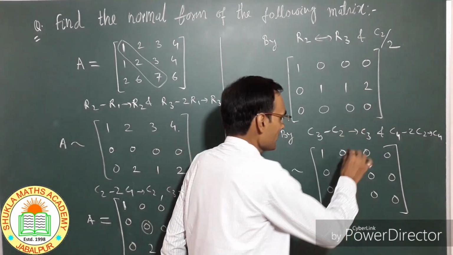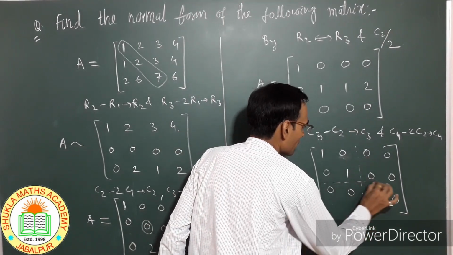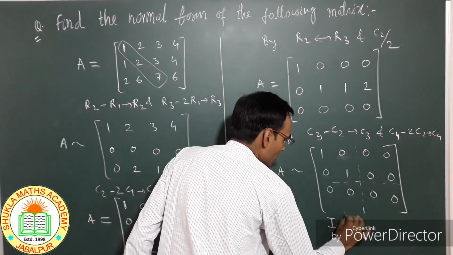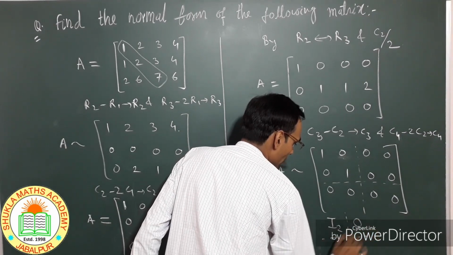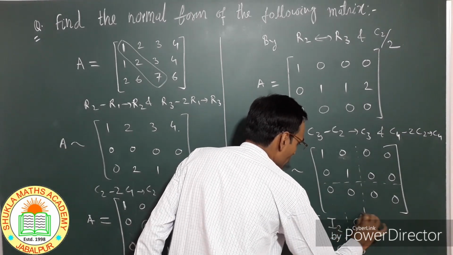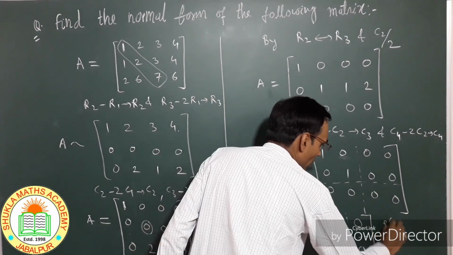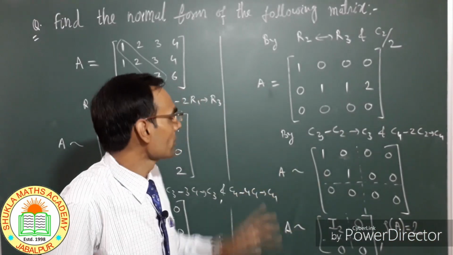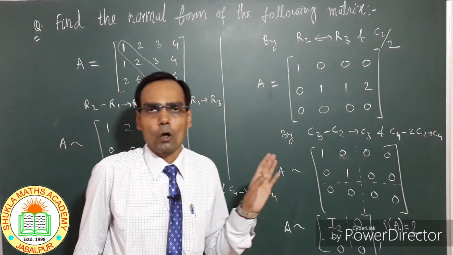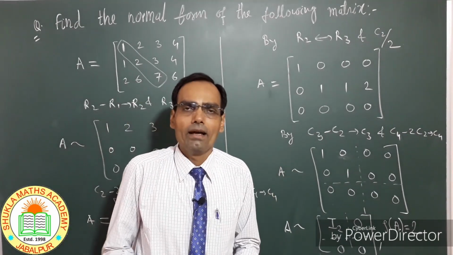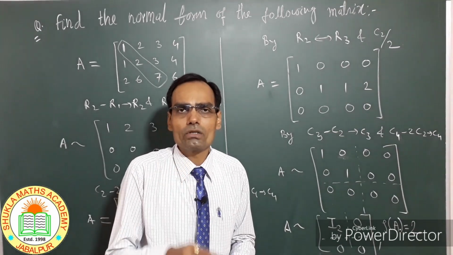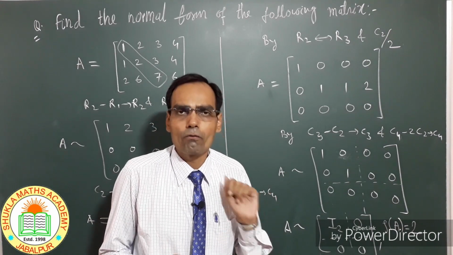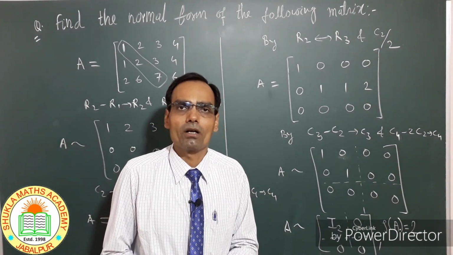So clearly this is our required normal form, that is A is equivalent to I2 and the remaining columns and rows are 0. So by using this normal form, the rank of A is 2. So that's the concept of the normal form of a matrix, and every matrix can be reduced to any one of the 4 normal forms. So that's the concept of normal form.